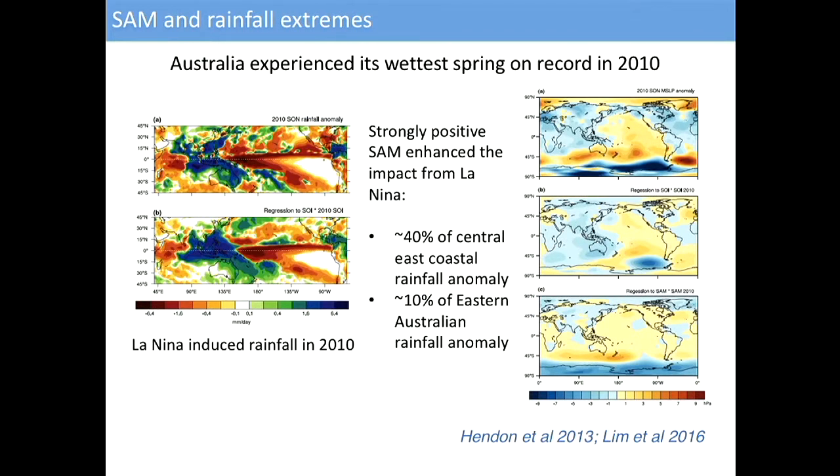So there's also some nice examples where the SAM has really influenced some of our biggest extremes over Australia. And so this is the wettest spring that we had on record, so 115 or so years in our record of, actually I guess for rainfall maybe we only have 60 years, I think. But anyway, we had our wettest spring on record in 2010, and that sort of primed the surface for some flooding later on in the summer. And the paper that I was co-author on, a few papers, looked at this rainfall anomaly over Australia, and this is the actual observed anomaly.